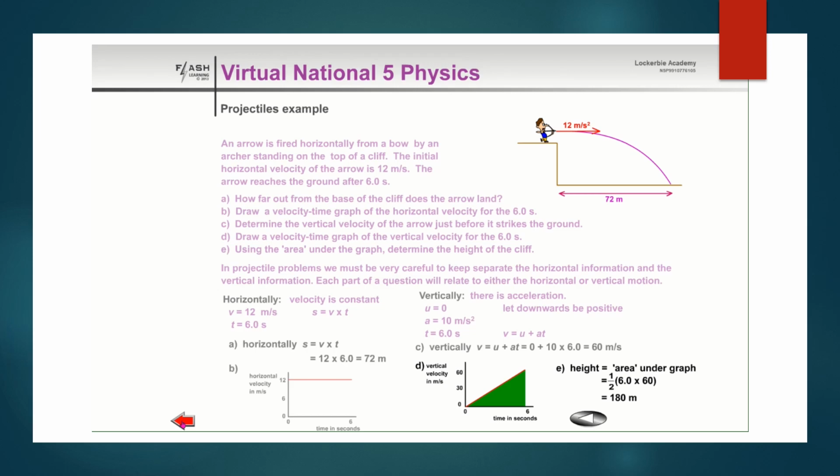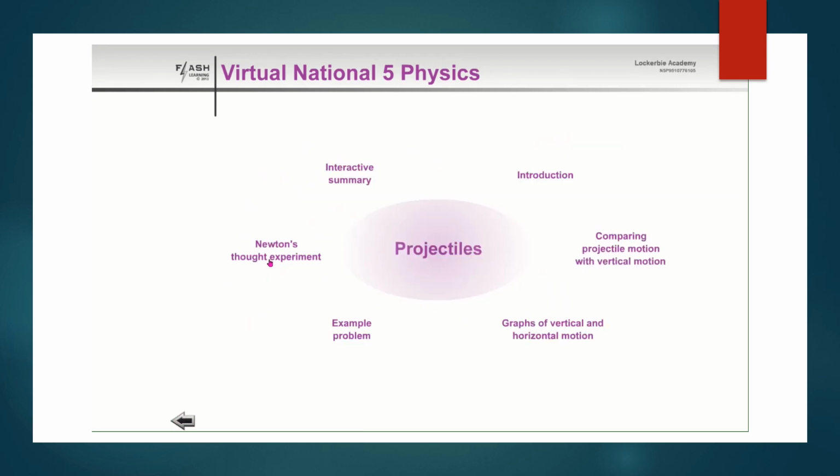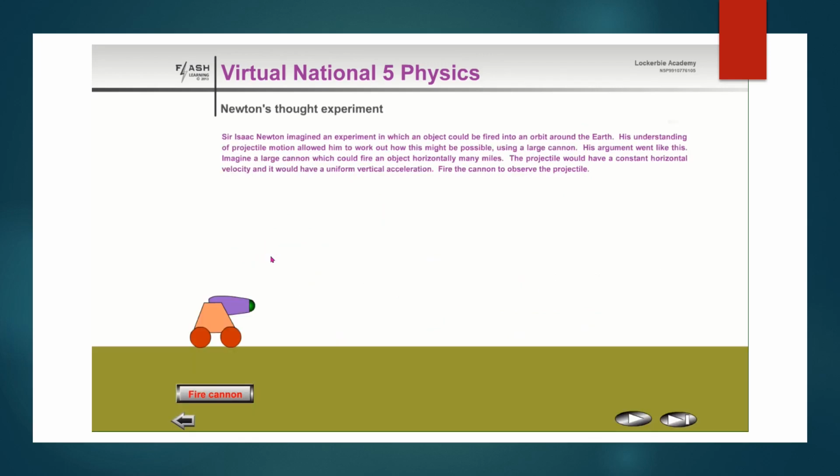Now let's try Newton's thought experiment. Isaac Newton imagined an experiment in which an object could be fired into orbit around the Earth. His understanding of projectile motion allowed him to work out how this might be possible using a large cannon. You must remember that Newton did this in the 1680s, about 1687, when he published his results. At that time, there had been a Great Fire of London about 20 years ago, and a massive bubonic plague. Wars were fought with cannons.